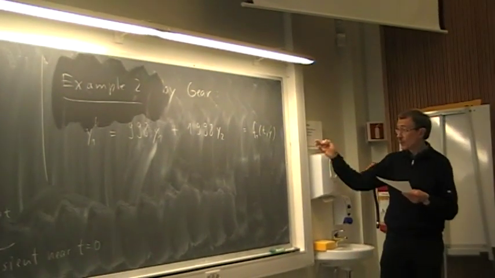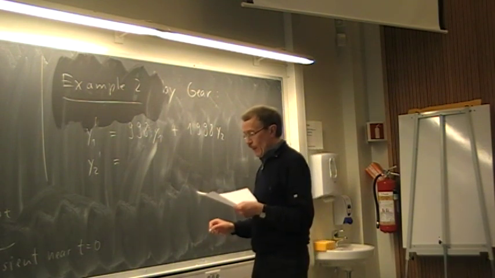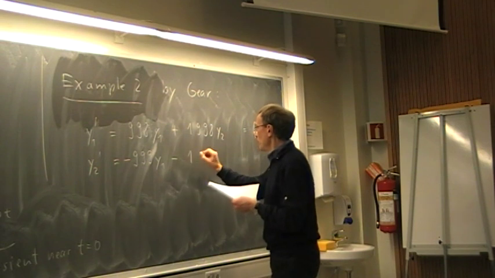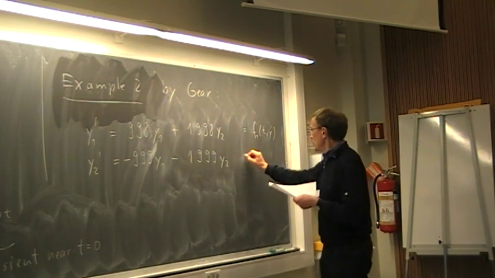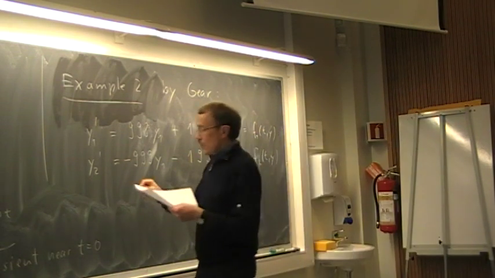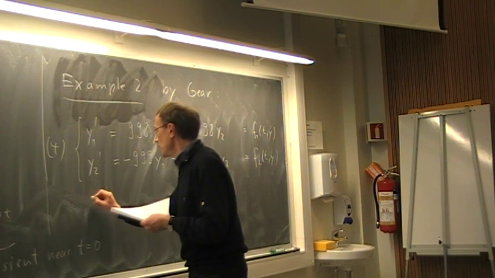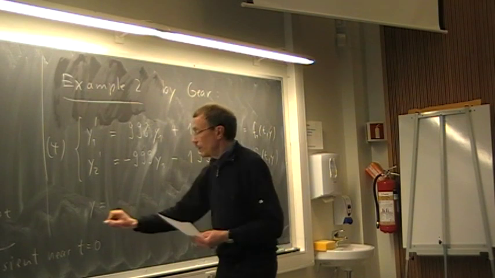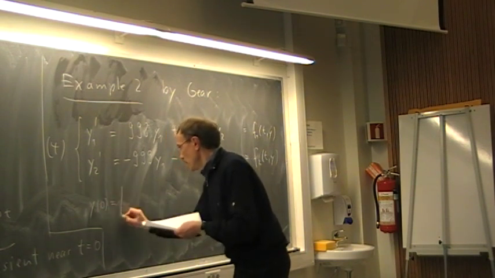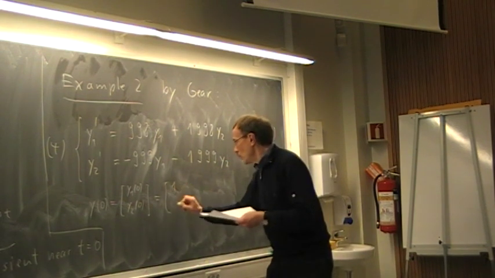So if we would write a function, that would be our first component. The y2, the second component of this ODE system, has the slope minus 999 y1 minus 1999 y2. So that would correspond to the second component of our ODE system. Then we have the initial conditions. We are now working with the vector already here, that is y of 0, that is y1 of 0, y2 of 0, and that is, in this example, 1, 0.